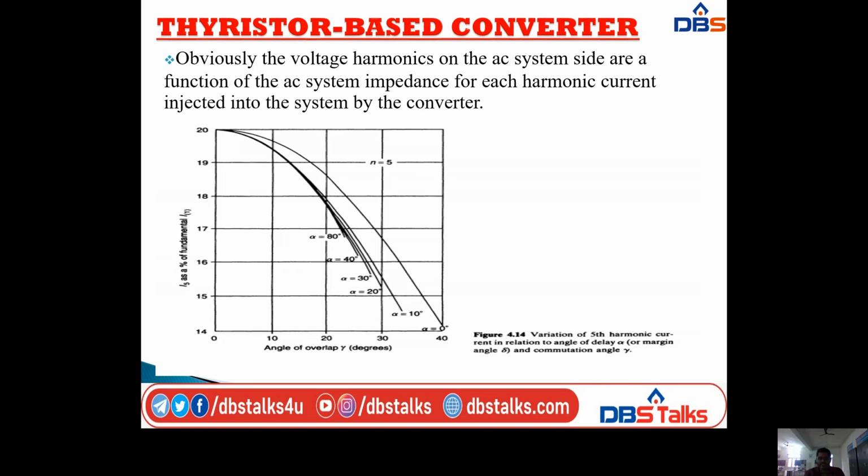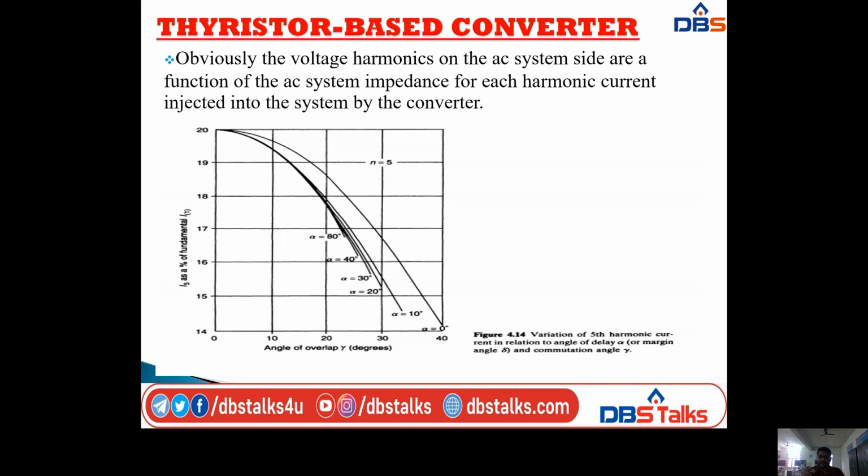So this is the first diagram. It shows the angle of overlap, that is gamma, and on the y-axis we have the percentage of fundamental, that is IN. So this diagram gives the variation of the fifth harmonic. Here I am considering the fifth harmonic current in relation to the angle of delay alpha or margin angle delta, because the margin angle and the delay angle are the same, and commutation angle gamma.